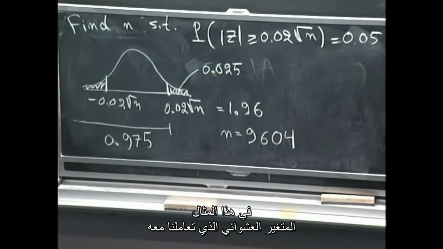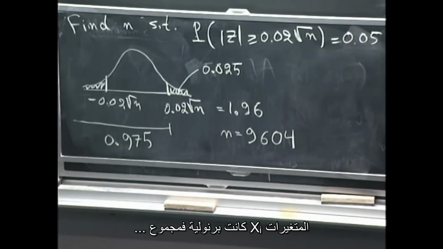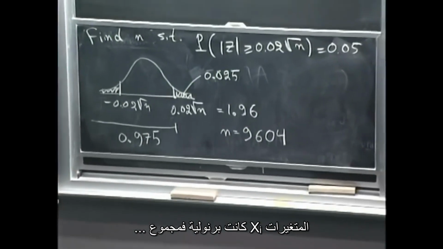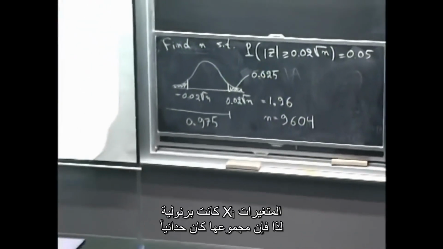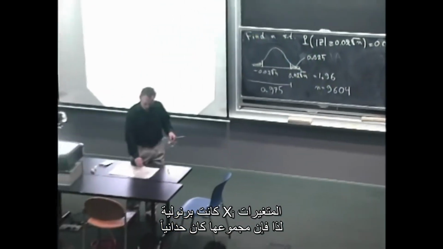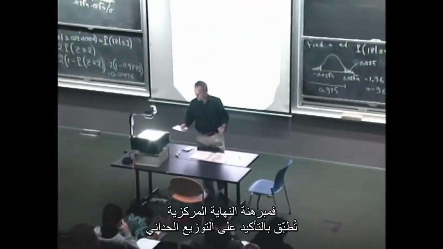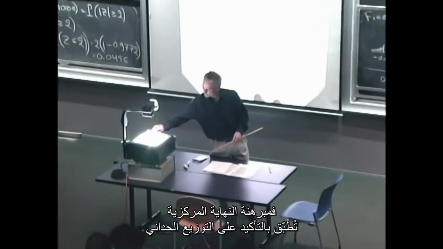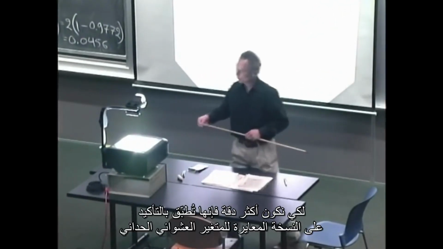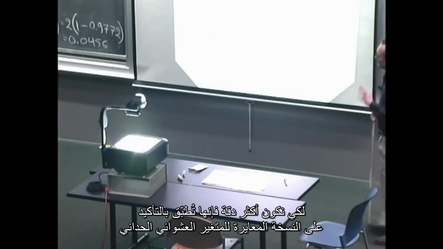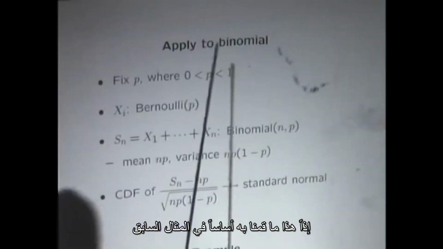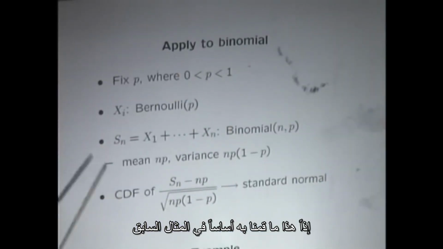So in this example, the random variable M that we dealt with was of course a binomial random variable. The Xi's were Bernoulli, so the sum of the Xi's was binomial. So the central limit theorem certainly applies to the binomial distribution. To be more precise, of course, it applies to the standardized version of the binomial random variable. So here's what we did essentially in the previous example.